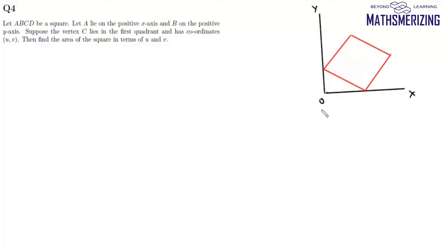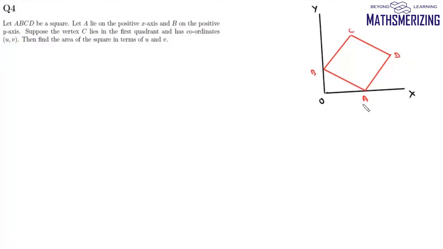Now question number 4 is: let ABCD be a square. Let A lie on the positive x-axis and B on the positive y-axis. Suppose the vertex C lies in the first quadrant and has coordinates (u, v). Find the area of the square in terms of u and v. So we have this square whose 2 sides are on the x-axis and y-axis. So this is x, this is y, this is origin, and this is say A, B, C, and D.